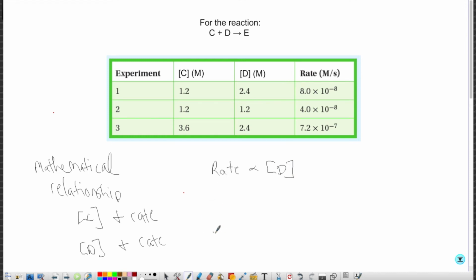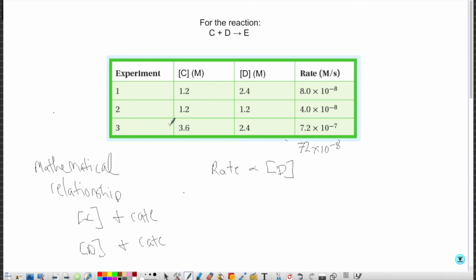See if you can figure out the relationship, if you haven't already, between C and rate. Now, for this one, I'm going to pick experiments 1 and 3, because I want two experiments where the concentration of D doesn't change. Now this number, we might need to rewrite so that it's in the same power of 10s. This is really 72 times 10 to the minus 8 molar per second.